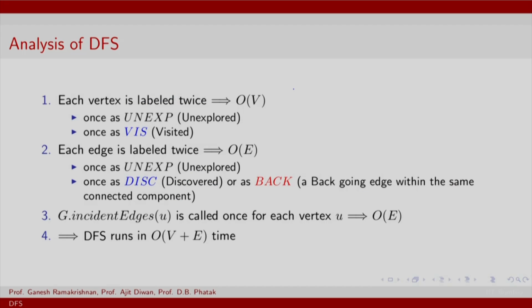Some analysis of DFS: each vertex is labeled twice and that gives you order of V complexity. One is when you make it unexplored and the other is when you visit it and mark it as visited. We never visit a visited node. In fact, what we do is look at all the descendants of a visited node until they are completely explored. Each edge is also labeled twice, the first time to mark it as unexplored, the other is to either mark it as a discovered edge or as a back edge. So this gives you basically order of V plus E complexity. G dot incident edges is called once for each vertex U over all the incident edges, so that also gives you order E. So overall V plus E.